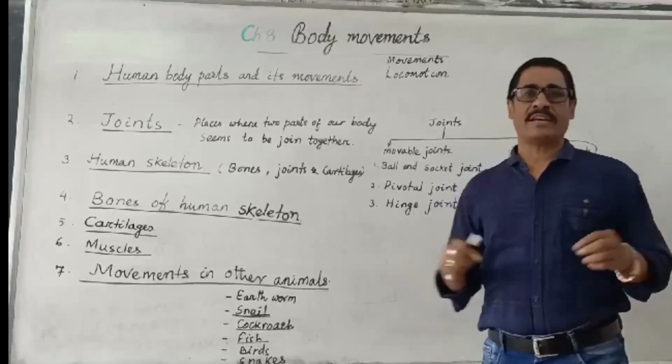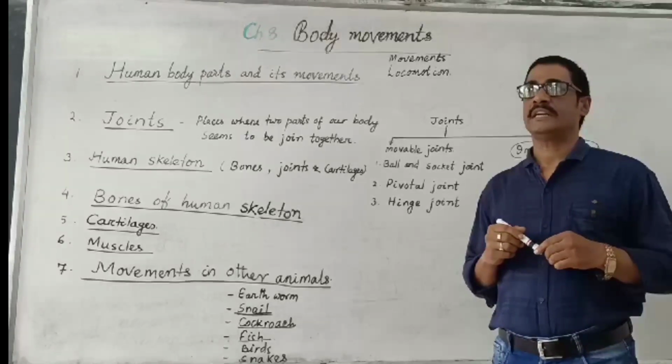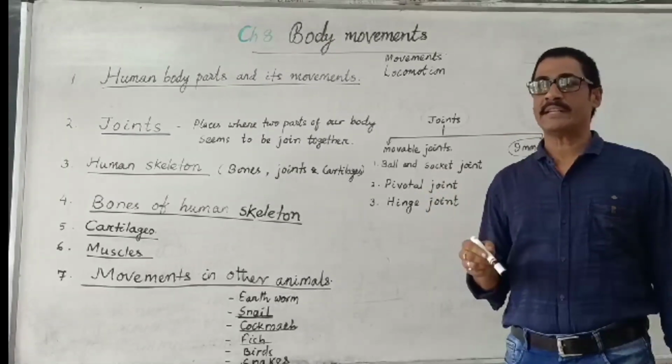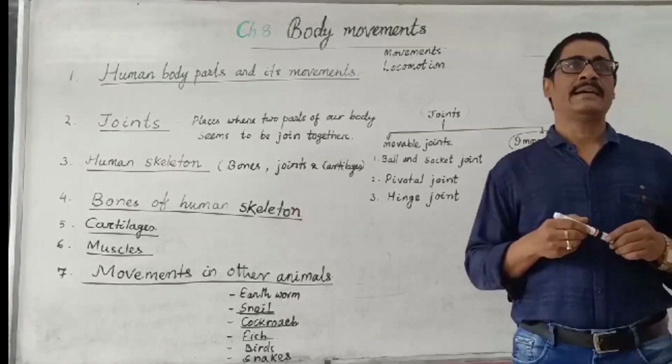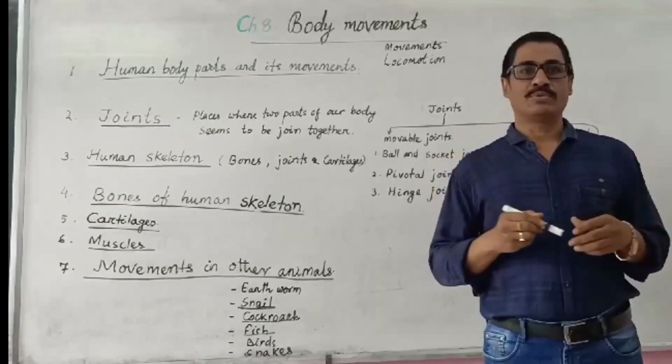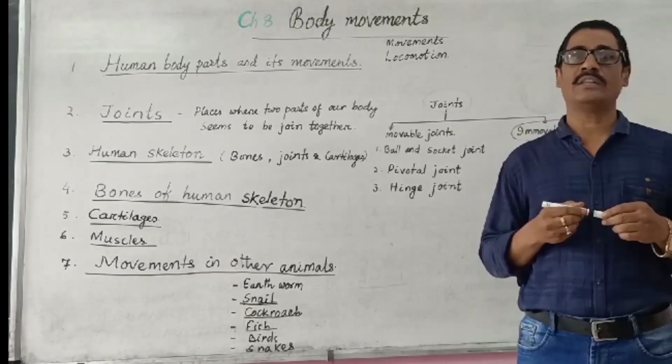Before going to the chapter, let us know what movement is and what the difference is between movement and locomotion. Movement is the act of moving. And you know, all organisms move, because movement is a basic characteristic of all living organisms.